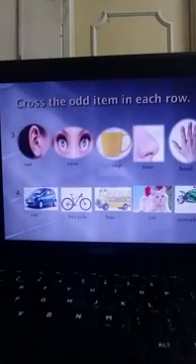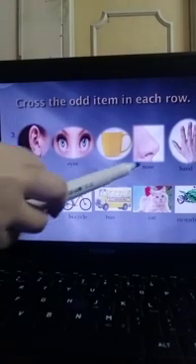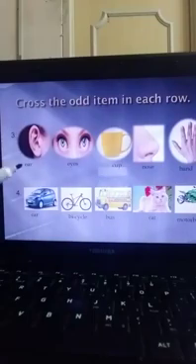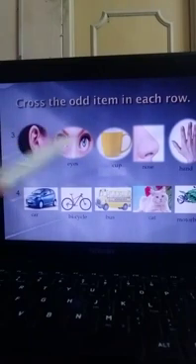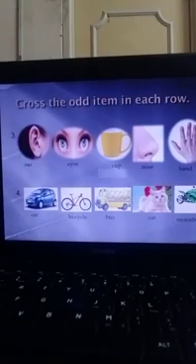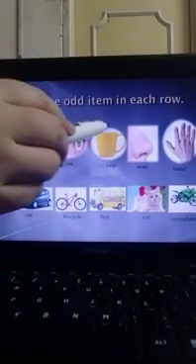If you look at the pictures of number 3: ear, eyes, cup, nose, hand. Ear, eyes, nose, hand, these are all parts of the body, but cup is not a part of the body. So here cup is the odd item.